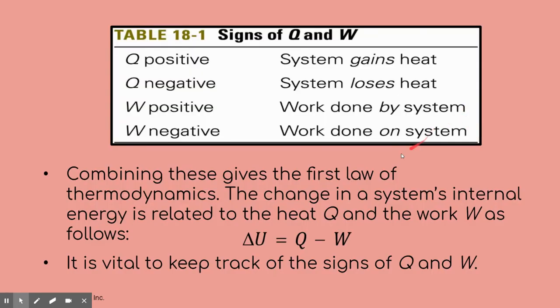Okay, so knowing that, we can actually look at the sign conventions for Q and W, so heat and work. We can look here. If Q is positive, it means our system has gained heat. If it's negative, the system has lost heat. If work is positive, then the work was done by the system. And if work is negative, work was done on this system.